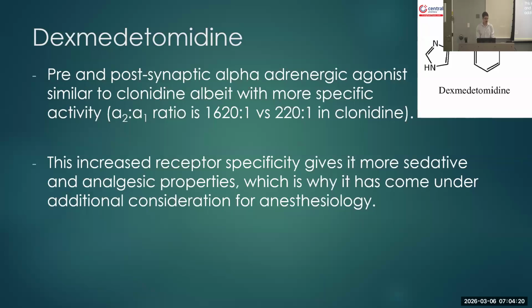Okay, so dexmedetomidine. Hopefully, I'm not going to dig much into this. It's a pre and postsynaptic alpha-2 mainly adrenergic agonist. Very similar to clonidine, but it is much more alpha-2 specific, and because of that, it has a lot more analgesic and sedative properties, which is why it's gotten a fair amount of study in anesthesia, and I'm sure why we're playing with putting it into people's spines.